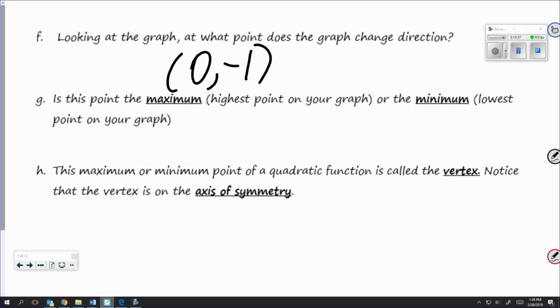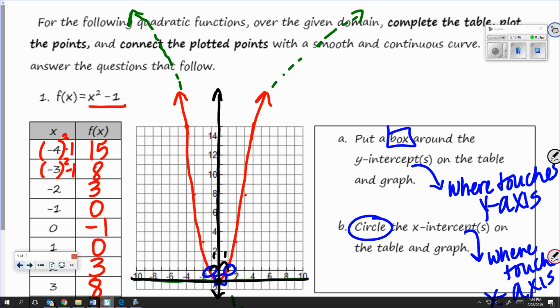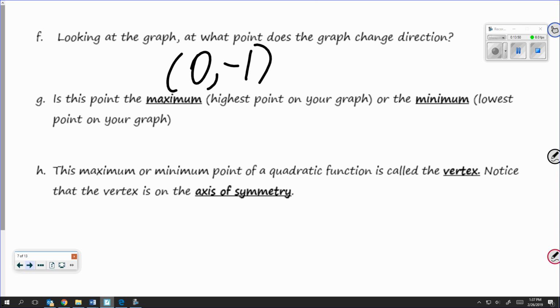It's asking for a maximum or minimum. A maximum is the highest point on the graph. The minimum is the lowest point on the graph. If we look at our graph, would that be the highest point or the lowest point? The lowest point, so that is our minimum.